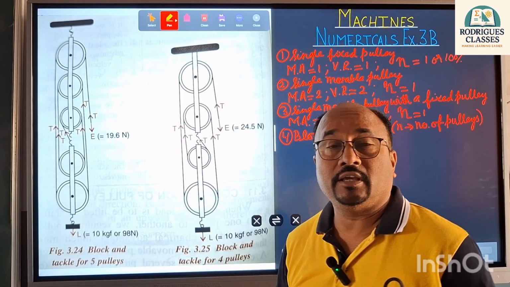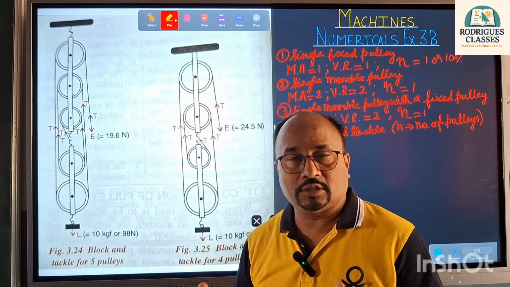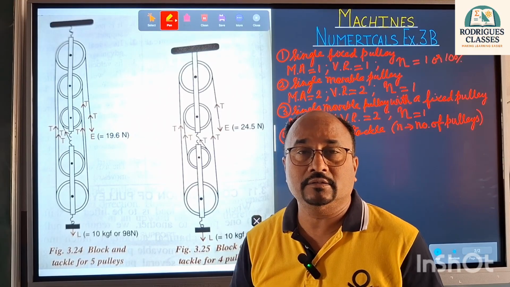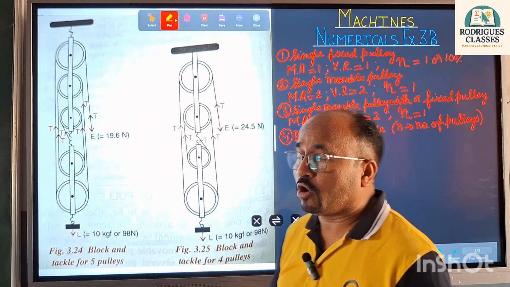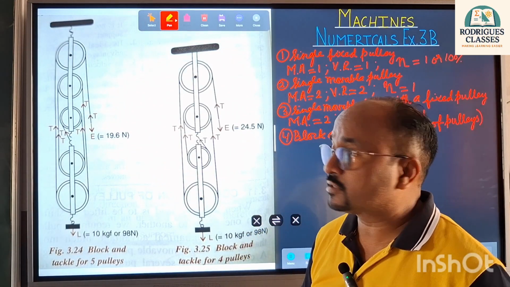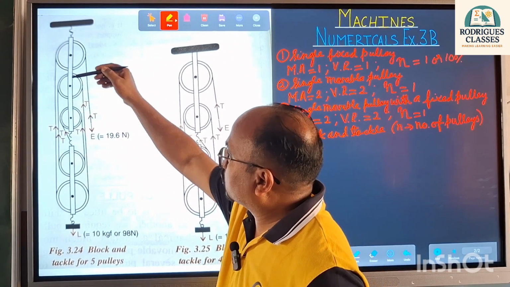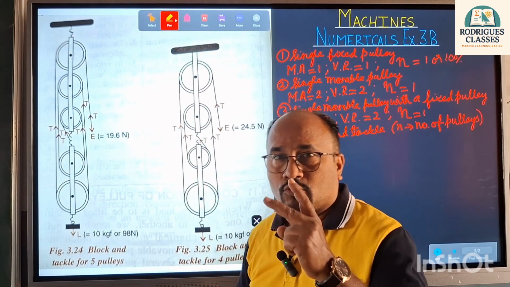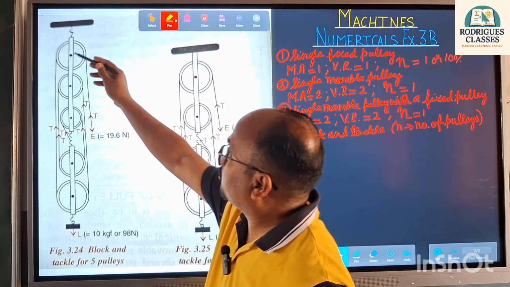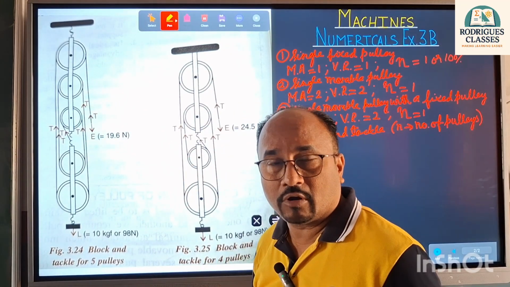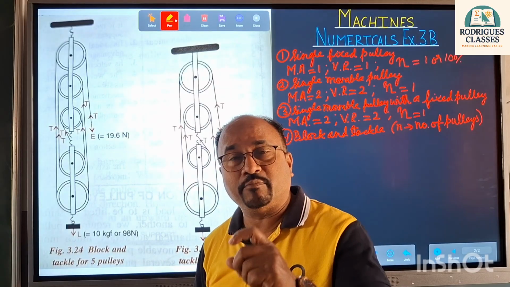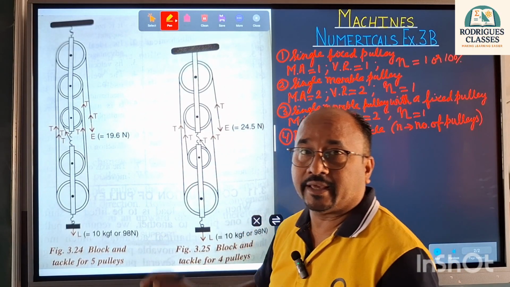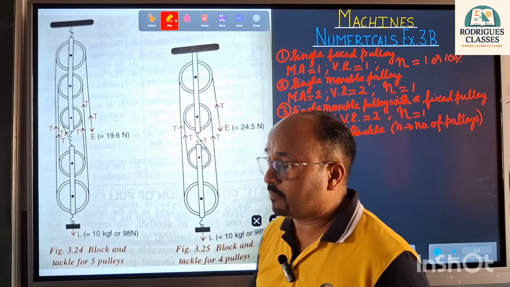Now we go to see what happens to the three quantities which we have been seeing in a block and tackle system. Follow, in a block and tackle system, there are two ways. There is one block at the top and another block at the bottom. Two systems are there. Whatever number of pulleys you have in the upper block, the lower block should have one pulley less than that. That is one of the systems. In that case, the total number of pulleys will be an odd number.